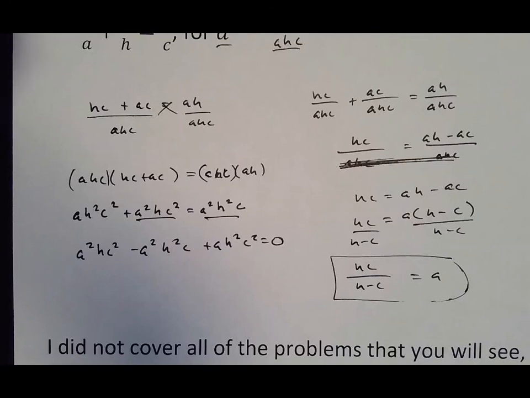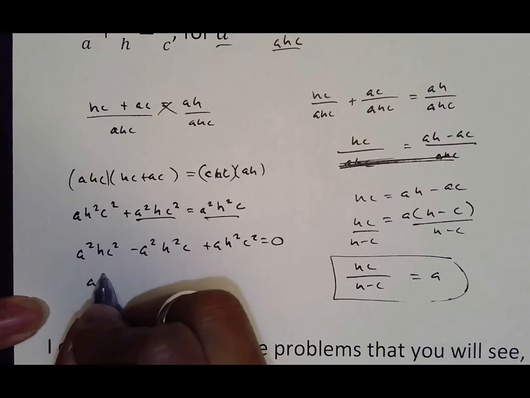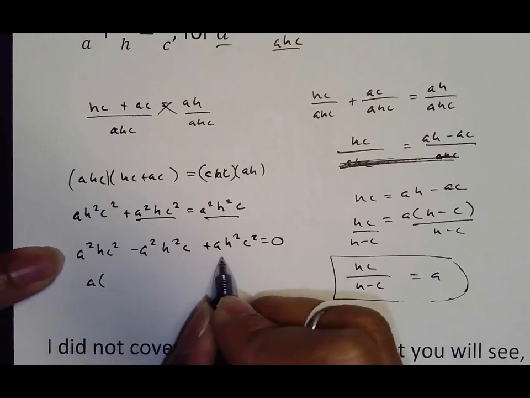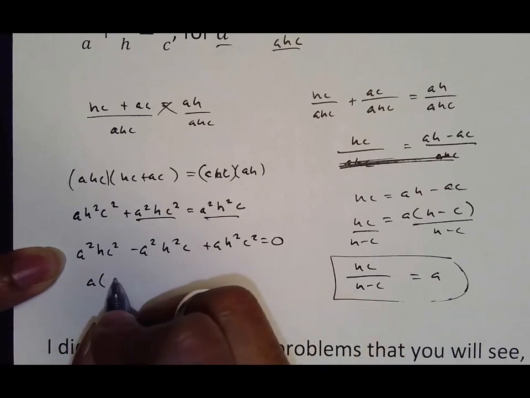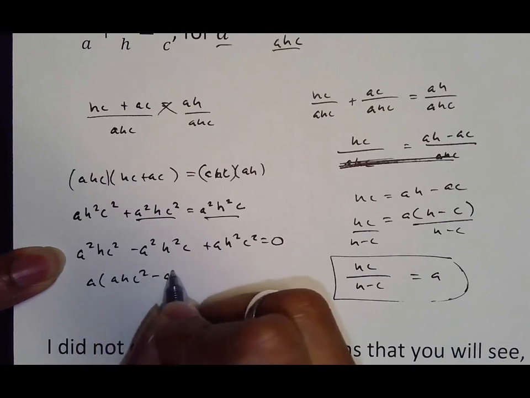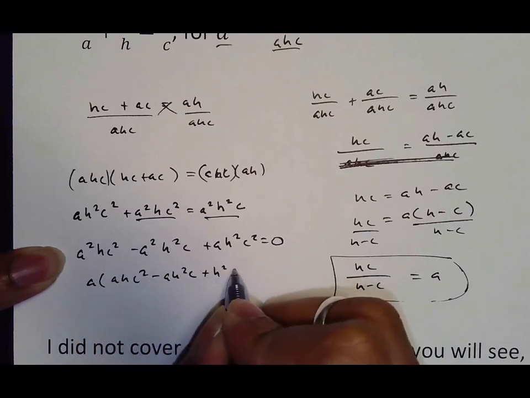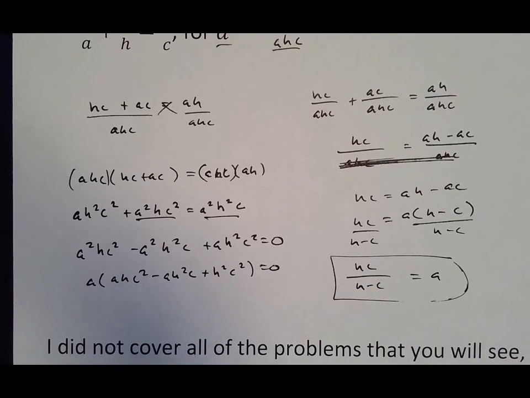So I hope you understand why, looking forward, I went this route, because I'm hoping that this is not putting you through this high level of algebra, because in the end we would have to now do some sort of factoring. A times, because all these have an A in it, AHC squared minus AH squared C plus H squared C squared equals 0. I don't think you're going to do that, because the algebra involved in this is not algebra 2. I'll look at the problem, and we'll see what happens.